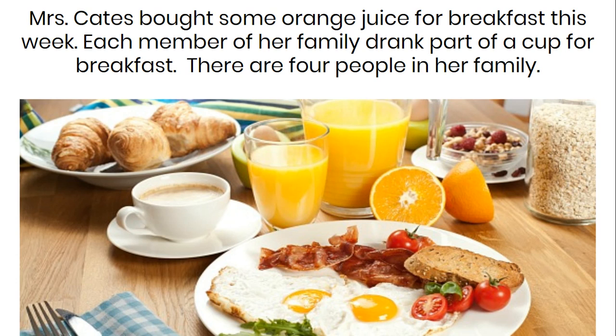So, when you were picturing breakfast, were you picturing something that looks similar to the picture on the screen? Or were you picturing maybe a different type of breakfast? At our house, we have lots of different size cups. Some of them are very tall and skinny. Some of them are much shorter, maybe fatter around. But when it says each member of her family drank part of a cup for breakfast, what could that be? How much orange juice do you think each person might have drank?